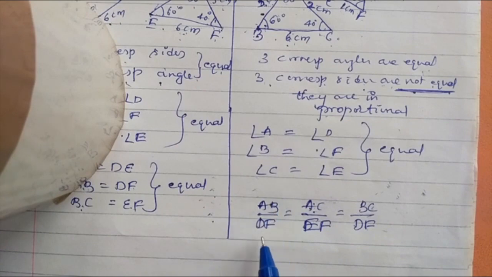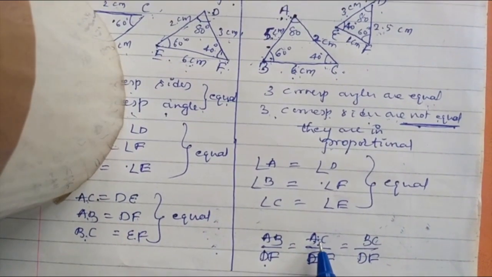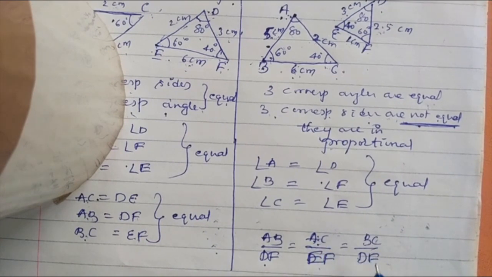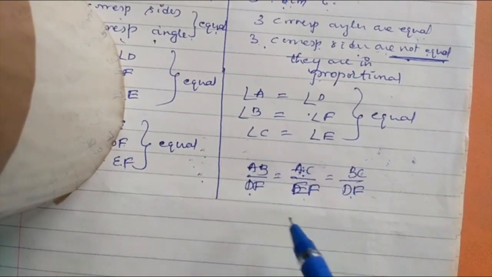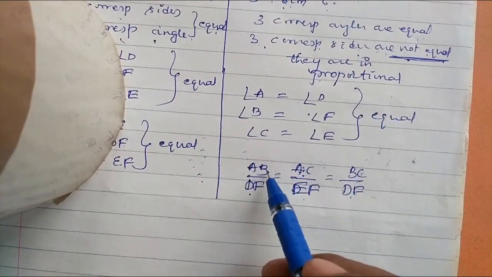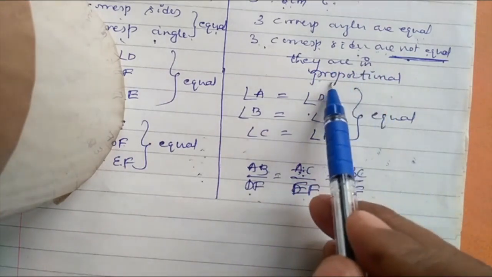Here AB 5, its half is 2.5. 3, its half, 6 cm, 2 cm, its half is 1. 6 cm, its half is 3. So why are we writing like this? We are not equating. We are writing corresponding sides are in ratio. Look at, they are in proportion.